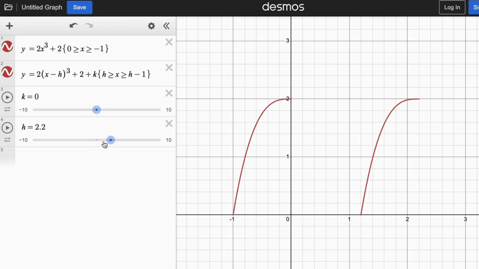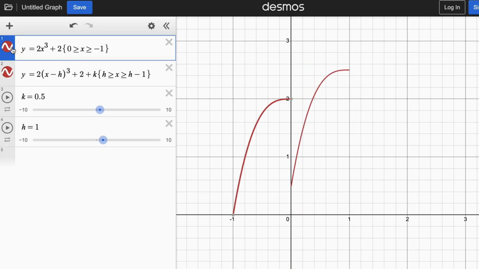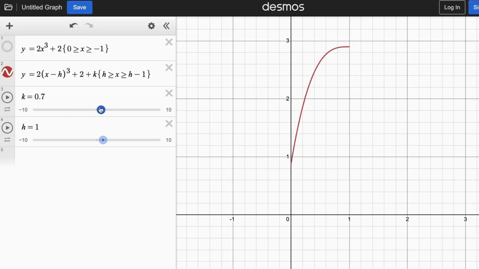We've got our h, and we can use our h to horizontally move this graph, and we've got our k to move this up and down. So if I brought this into the center, we can move it up and down. And this is our original one. If I move this away, then this is the one that we've created. And that's how we can generalize graphs.